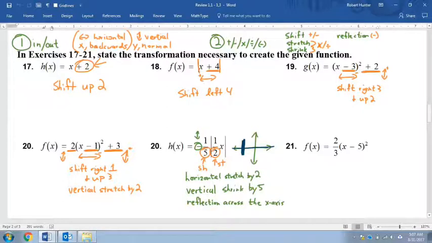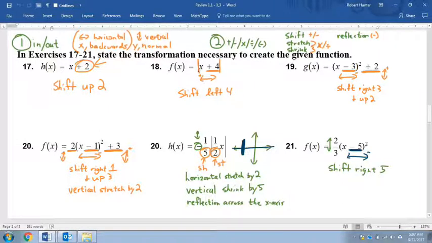Number 21. 2/3 x minus 5 squared. I'll start with the inside. Again, you're subtracting on the inside. So normally you think subtract means go left, but really in backwards world it means go right. So this is a shift right 5. All right, and this one out here, remember, this is multiplying right here because it's butt up against it, and it's outside, so it's vertical.